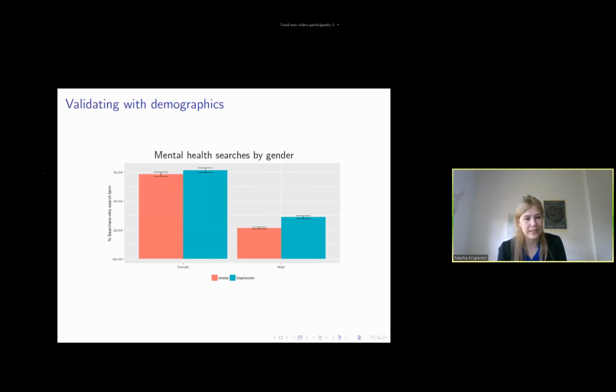The y-axis here is the percentage of searchers who have searched a term in a particular time period.